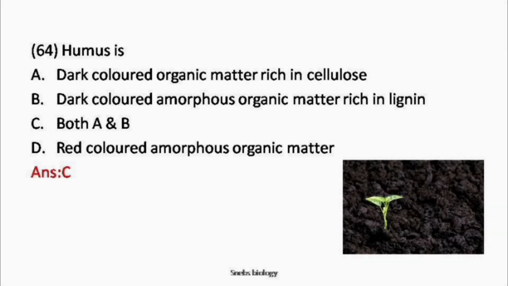Next, humus is option A dark colored organic matter rich in cellulose, option B dark colored amorphous organic matter rich in lignin, option C both A and B, and option D red colored amorphous organic matter. So humus is dark colored organic matter rich in cellulose and lignin. So the correct option is both A and B, option C.